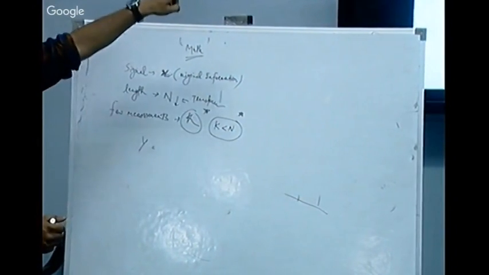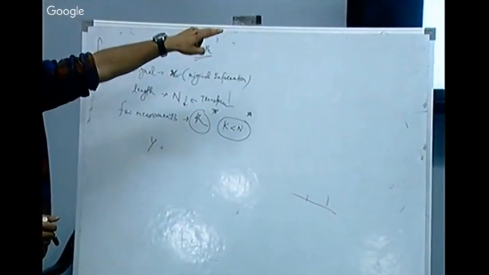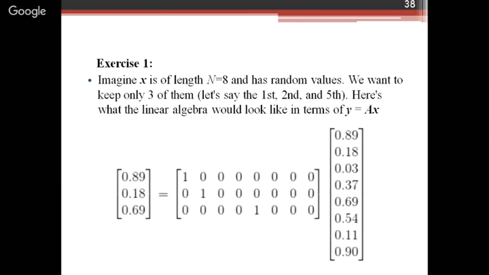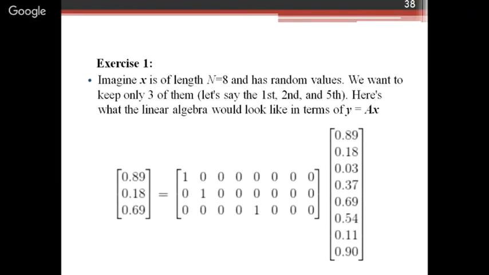Let's say here in the example, we have X representing my original information. It is represented by the length N equals to 8. These are the 8 values I'm taking into account.